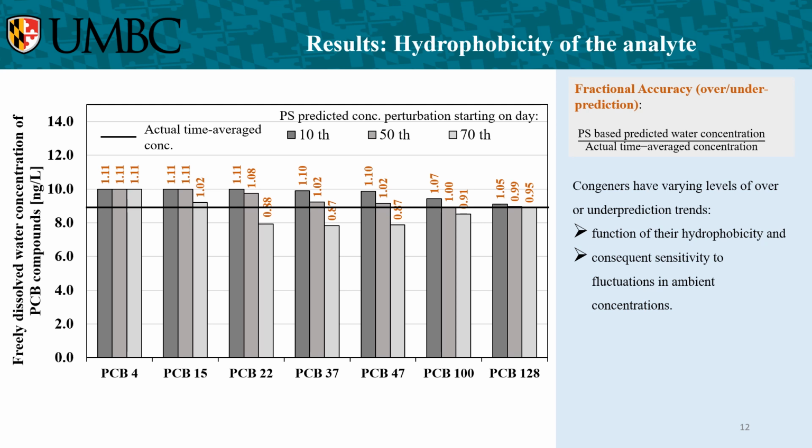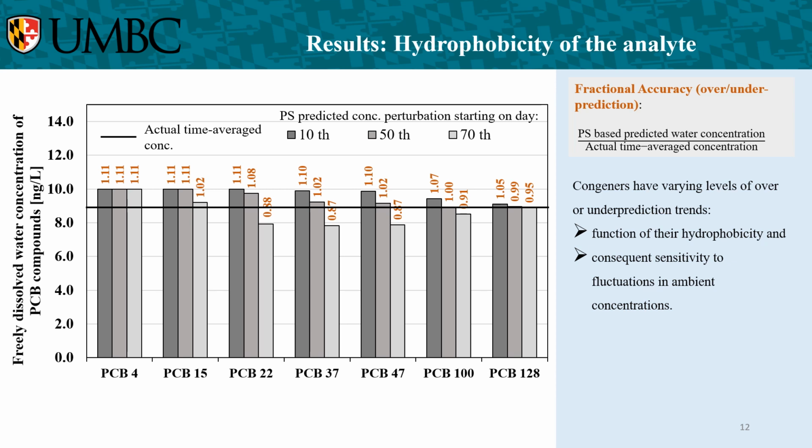In this bar graph, we plotted the equilibrium concentration predicted by the passive sampler when the perturbation moves closer to the end of exposure period for the different PCB compounds. The lightest gray bar corresponds to when the pulse was hit on the 70th day, and the darkest gray corresponds to when it hit the 10th day.